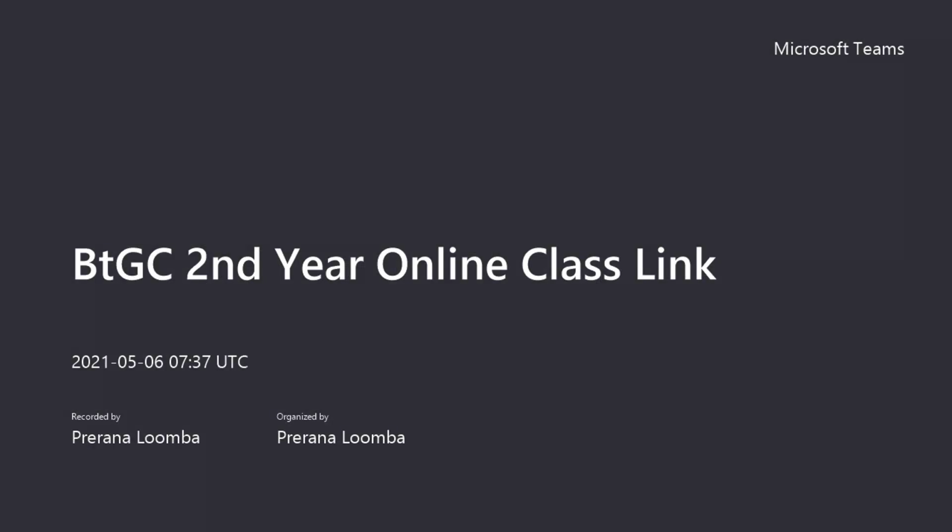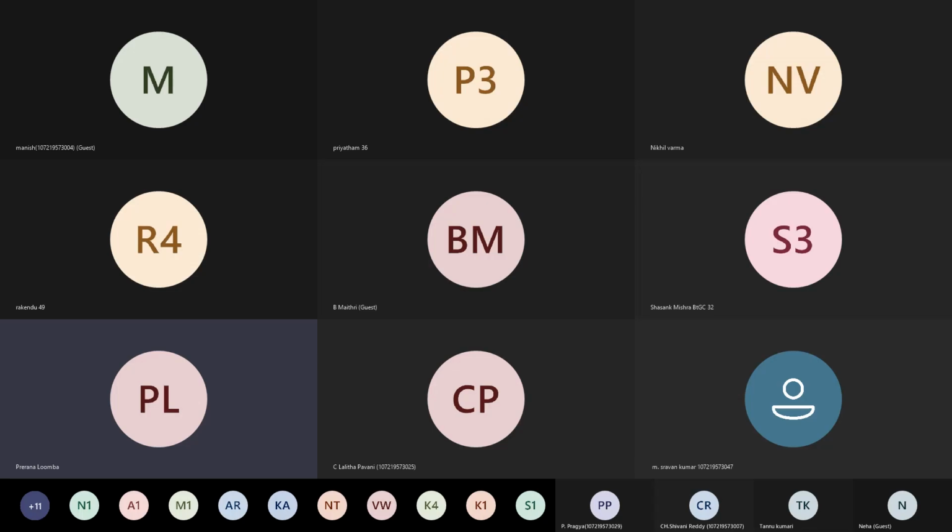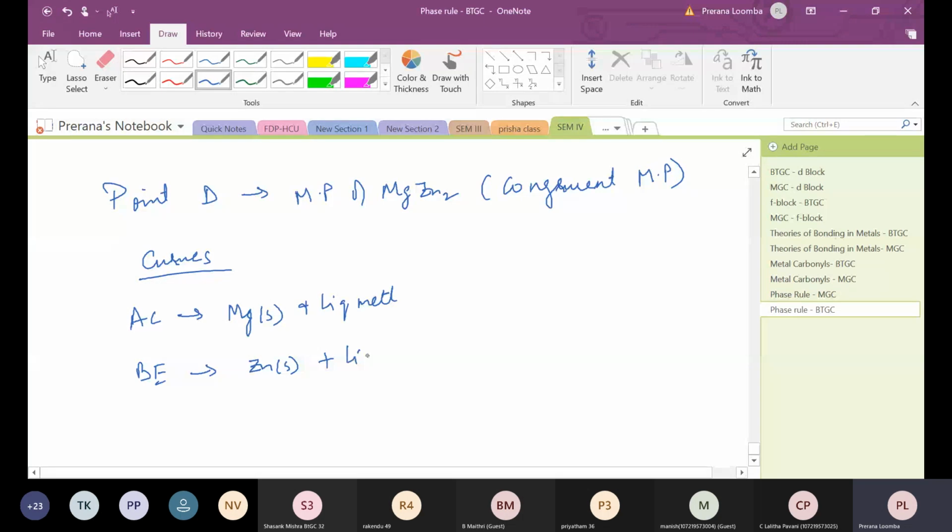In equilibrium? Solid zinc and liquid melt are in equilibrium. Then you have curve CDE. What are in equilibrium along curve CDE? Solid MgZn2 and liquid melt.